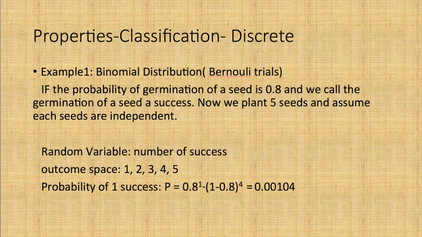Now let's have a look at examples. The first example is about binomial distributions. After reading the question, we see 0.8 is the probability and 5 is the number of trials. The random variable in this question is the number of successes, and it can be 1 to 5.